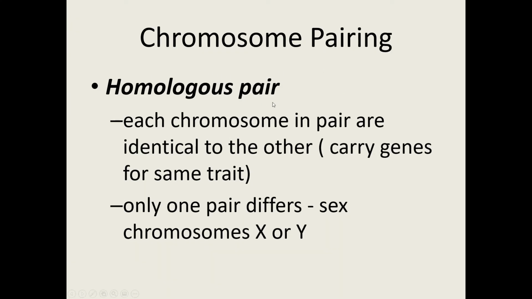Chromosome pairing. A homologous pair is when each chromosome in a pair are identical to each other. They carry the genes for the same trait. Only one pair of chromosomes differ, and those are the sex chromosomes. The Y chromosome is much smaller and has less genetic information on it than the X chromosome, which is the female chromosome.